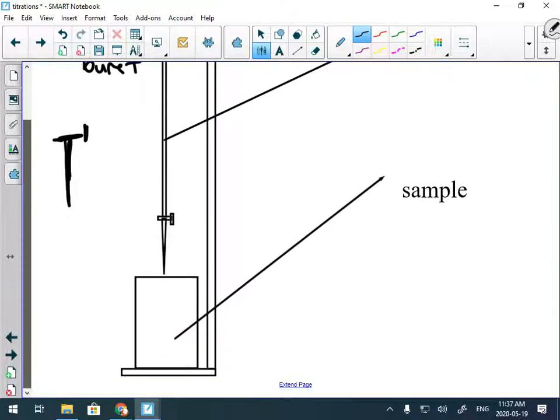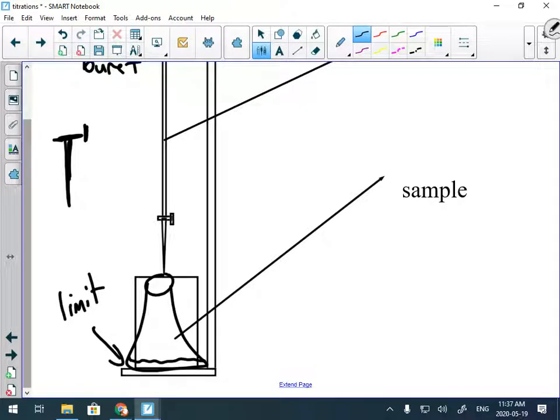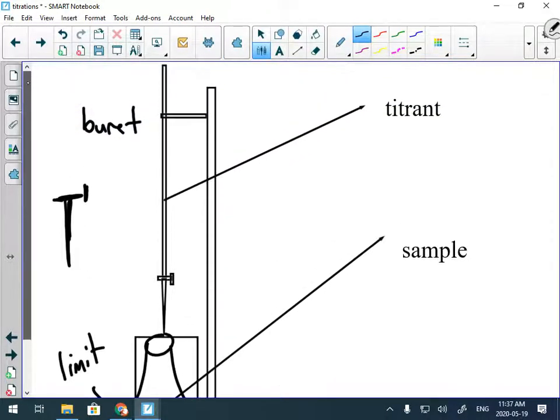Below, usually in a beaker, or more accurately probably in an Erlenmeyer flask, the sample is placed, and you have a tiny amount of it. Usually, this is the limiting reactant, which means that you're going to run out of moles of that. In the burette, you have the titrant, and this is usually your excess. So you have tons of this, and you keep adding this drop by drop by drop until there's a color change, and then you shut her down.